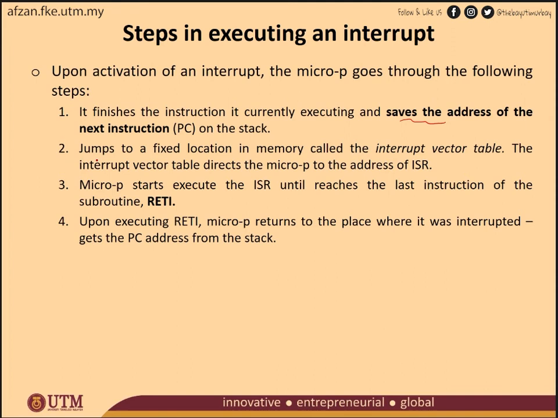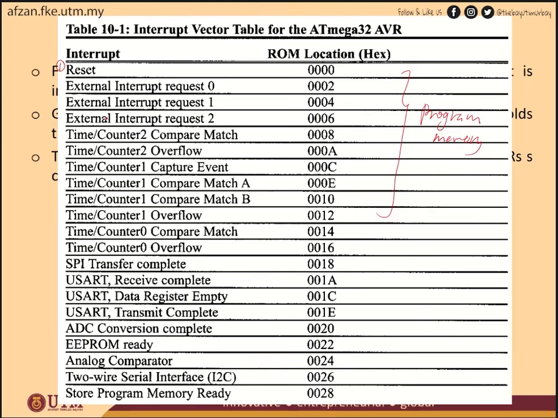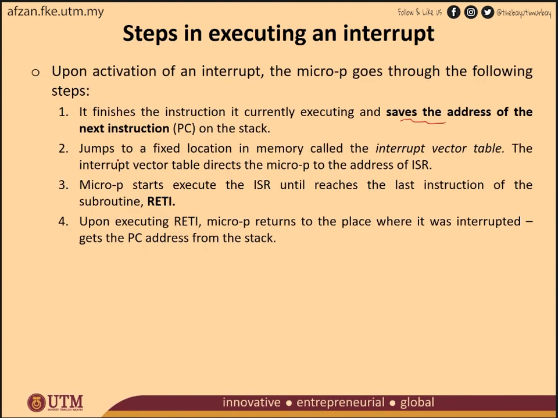Okay, next, jump to a fixed location in memory called the interrupt vector table. The interrupt vector table directs the microP to the address of the ISR. So what happened here? It will jump to the interrupt vector table to see what type of ISR you're going to use. Is it reset? Is it INT request 0, INT 1, INT 2? You have a lot of interrupts here. In this class we only focus on the INT as well as the timer interrupt, but most of the time we'll focus on the INT interrupt.